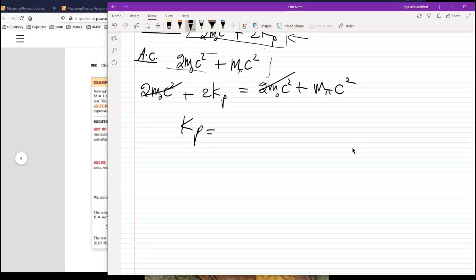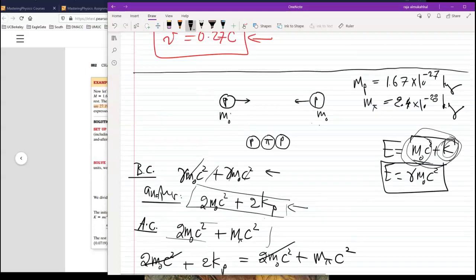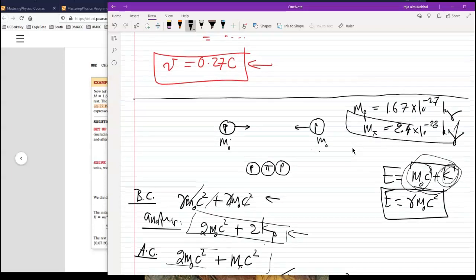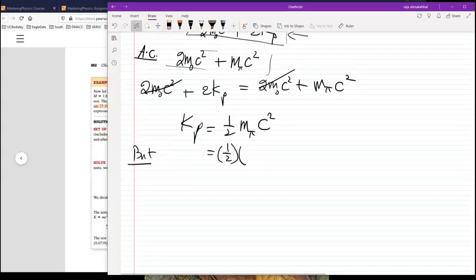So the kinetic energy of the proton is 1/2 mass of the pion c squared. But what is an expression for kp? Well, hold on. Before I go ahead of myself, let me calculate this value. I can calculate, right? So 1/2 mass of the pi meson is given to me, 2.4 times 10 to the negative 28. So let me plug it in.